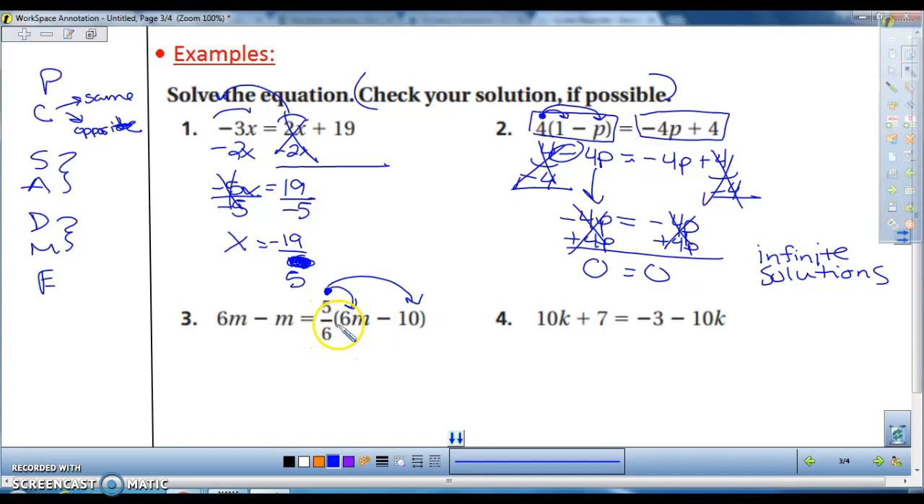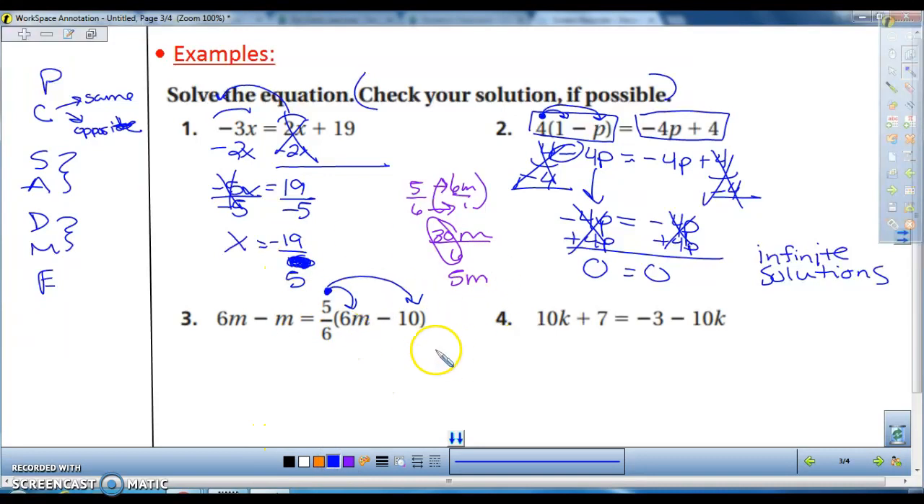5 divided by 6 times 6m. So a little scratch work. Let me write this off to the side. Put your pencils down. Pay attention to this part. 5 sixths times 6m over 1. 5 times 6 is 30. 6 times 1 is 6. 30 divided by 6 is 5. So we're left with 5m. Okay, now pick your pencils back up.